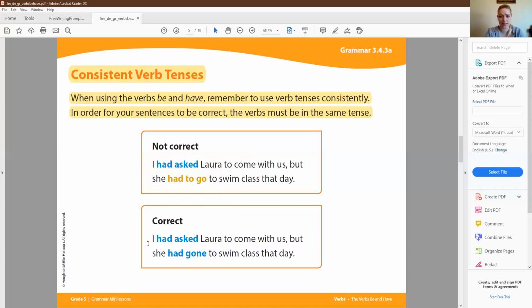So we look at this correct sentence. I had asked Laura to come with us, but she had gone to swim class that day. So we have two verbs, I had asked, had gone. Both of those are going to be in past tense. When we look at this one that's not correct, had asked is in past tense, but had to go is in future or present tense. Those do not match up. Had asked is past, had gone is past. So those match up. That is a consistent verb phrase. We're going to do a couple more examples, so if you don't understand it quite yet, that's okay. All right, let me move on to the next one.